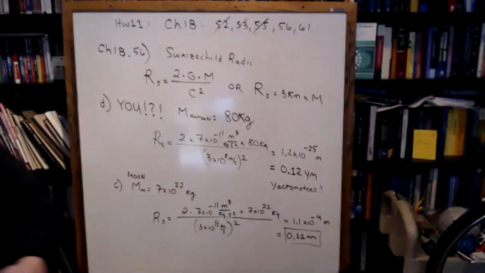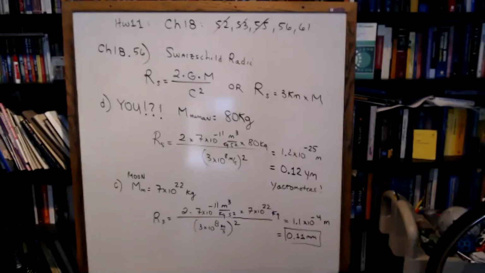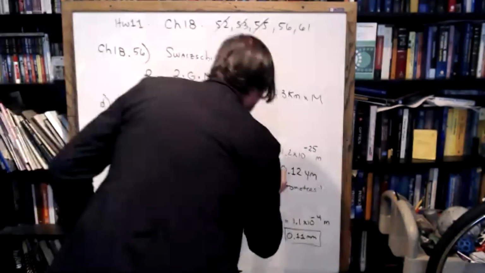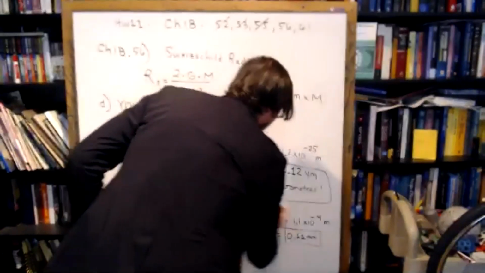So you're a tenth of a yoctometer is how you need to squeeze yourself. Okay, not bad. One more to go. Final problem of astronomy 2020.